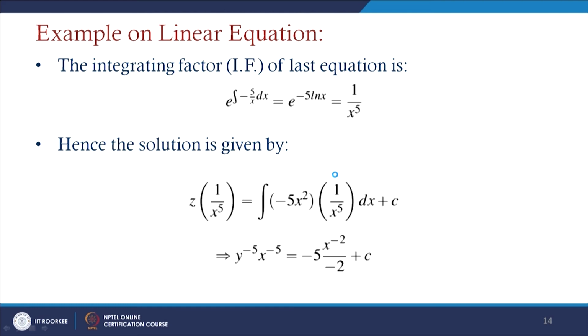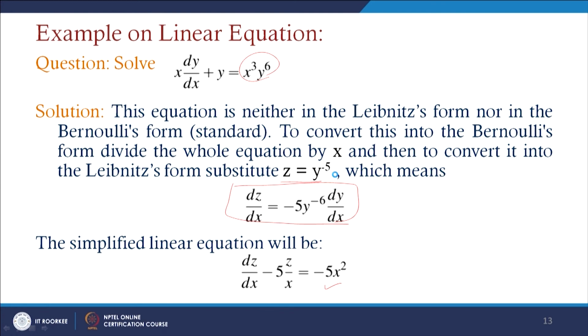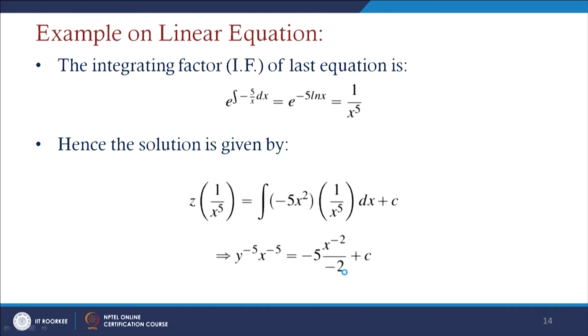For the integrating factor of the last equation, since it is reduced into Leibniz form, this is written as dz by dx plus p(x) z equals q(x). So you can write e to the power integral of minus 5 by x dx as the integrating factor, which gives 1 by x to the power 5. The solution can be written as z into 1 by x to the power 5 equals integration of minus 5 x square into 1 by x to the power 5 dx plus c, and the solution will be converted to y to the power minus 5 x to the power minus 5 equals minus 5 x to the minus 2 by minus 2 plus c.